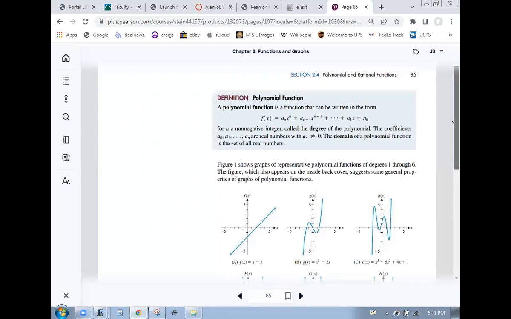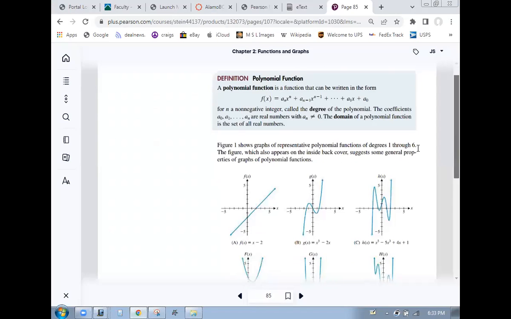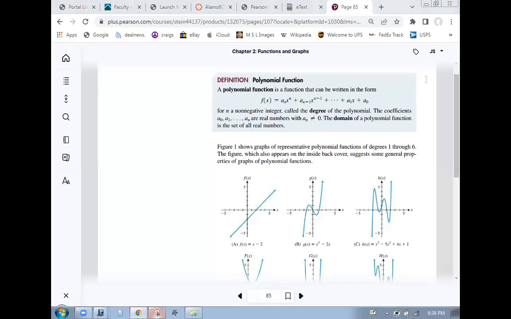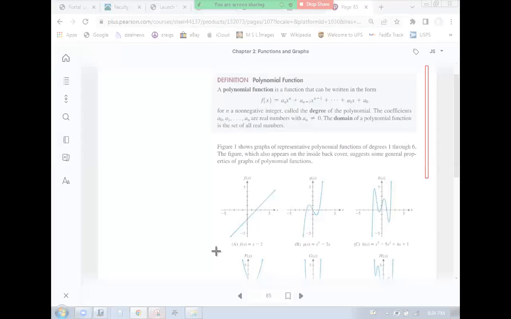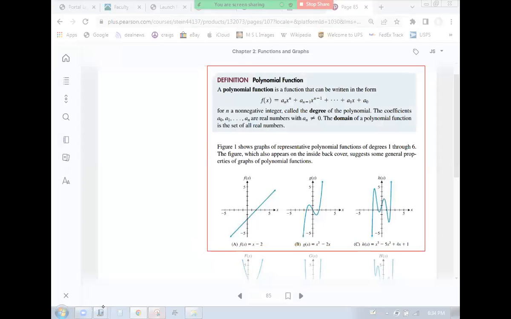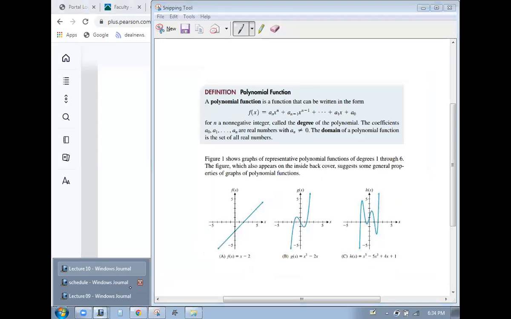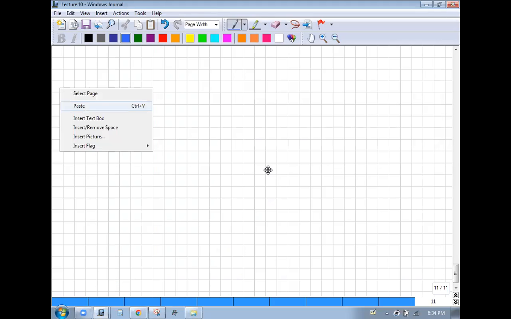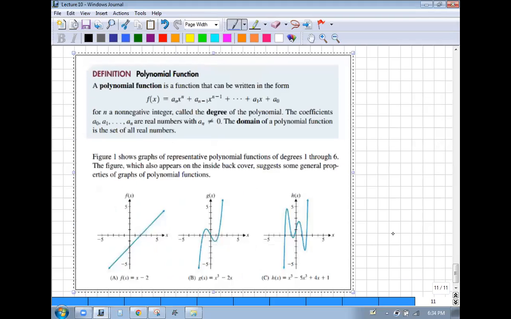All right, so I guess we should follow the book, right? Make sure I don't skip anything, like how to graph. All right, here we go. Let's back up a little bit here.